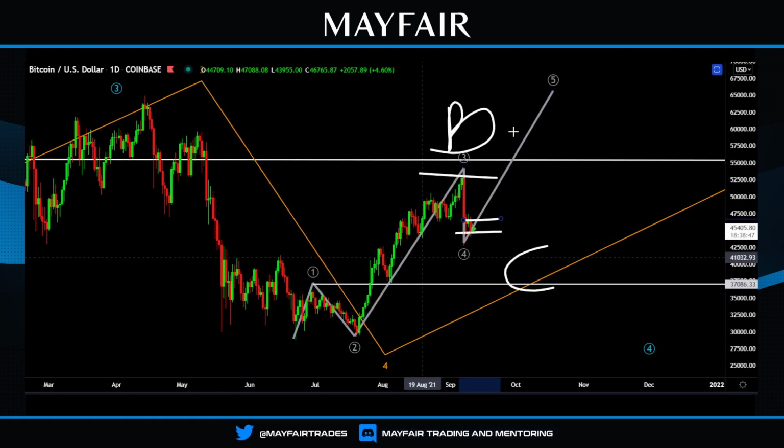Overall, I am bullish on this move. It's just a question of getting bullish at the right time for me.